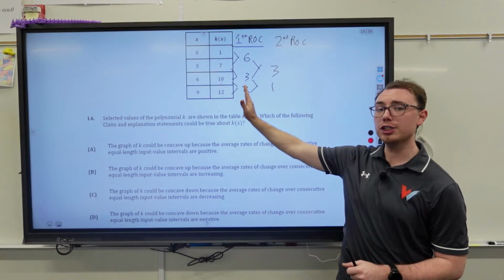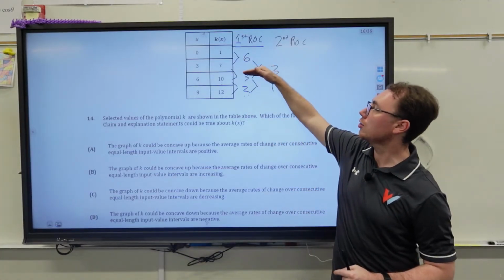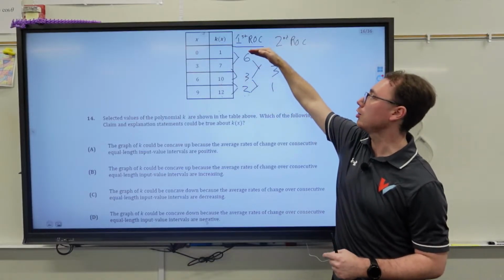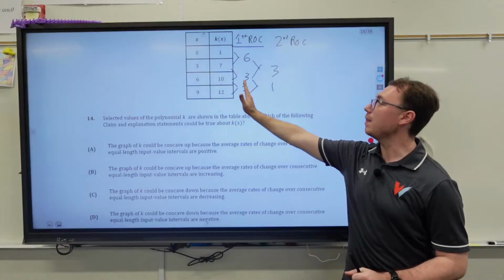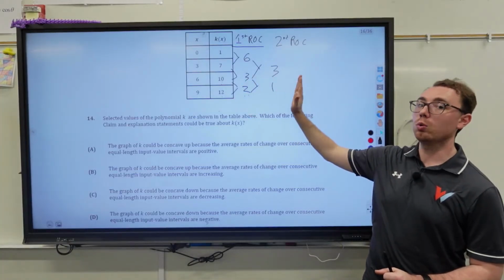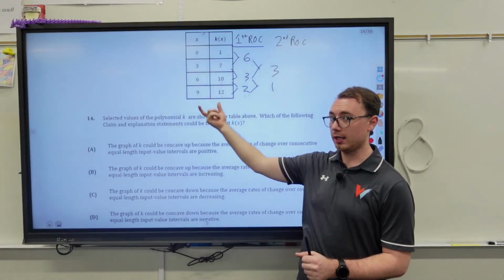If the first rate of change is linear, so it goes like 1, 2, 3, 4, or like 2, 4, 6, 8, it's a linear increase, then the second rate of change would be constant, making the function quadratic.